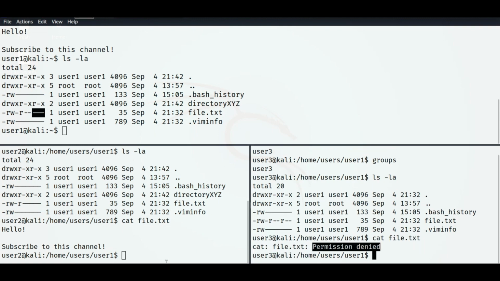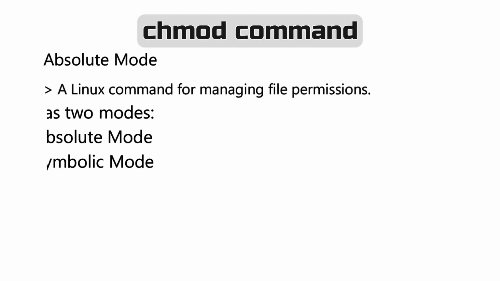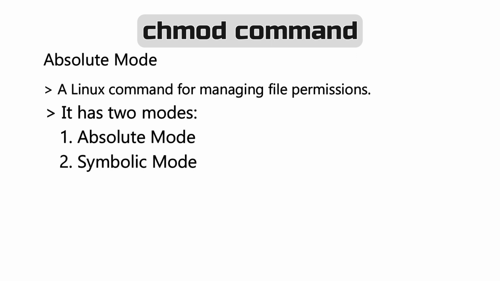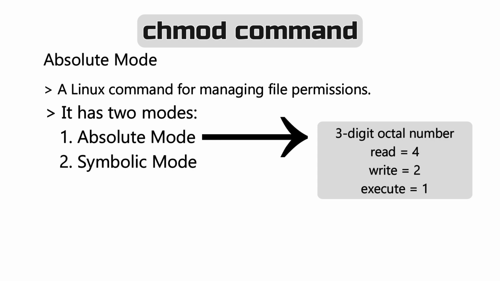We can easily set these permissions using the chmod command. The chmod command has two modes known as absolute mode and symbolic mode. In absolute mode, permission attributes are given using a 3-digit octal number or a pair of 3 octal numbers. Each digit can have a 0 to 7 range.